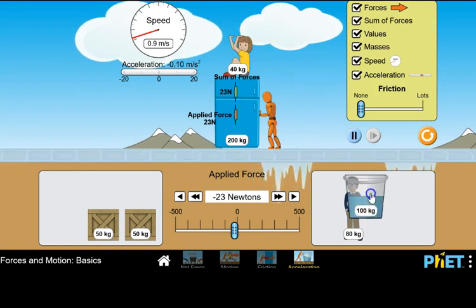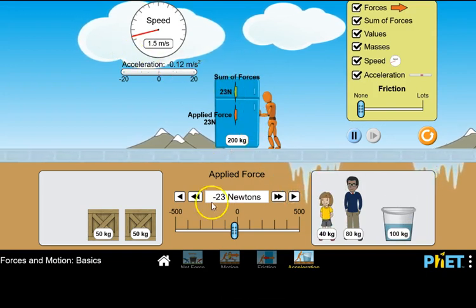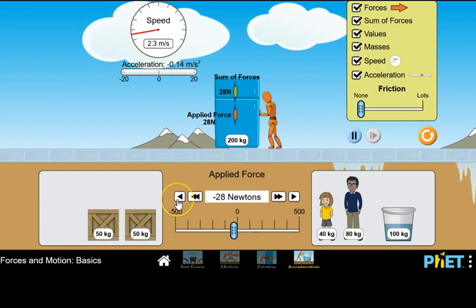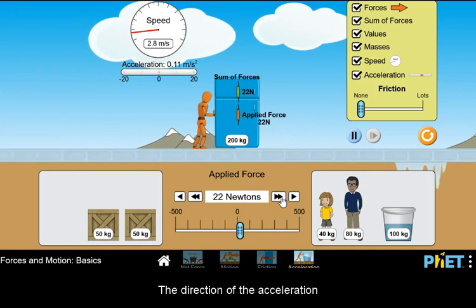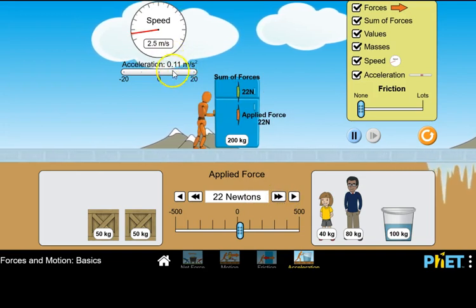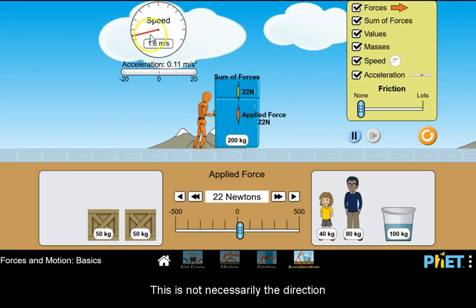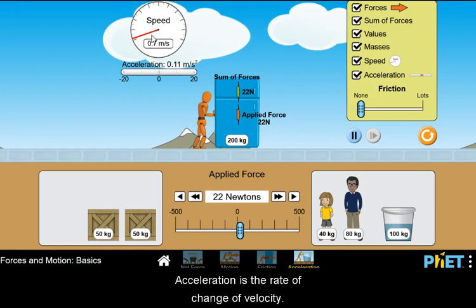Notice that as we increase the amount of force, the magnitude of the acceleration will increase as well. The direction of the acceleration will be in the direction of the net force. This is not necessarily the direction of the velocity at the time. Acceleration is the rate of change of velocity.